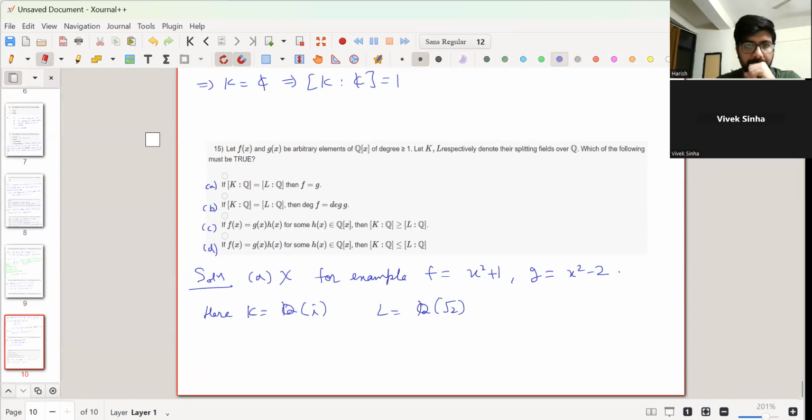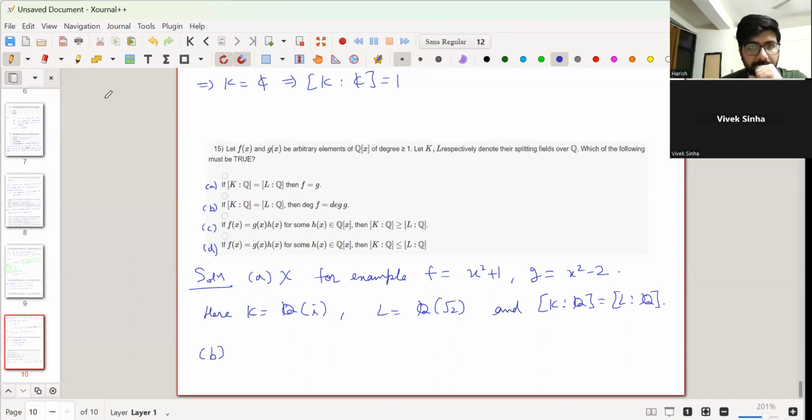K is equal to this, L is equal to this, and degree of K over Q is same as degree of L over Q, because they satisfy the same degree polynomial and these polynomials are irreducible. But you can see that the polynomials are not same. So the first one is not correct.